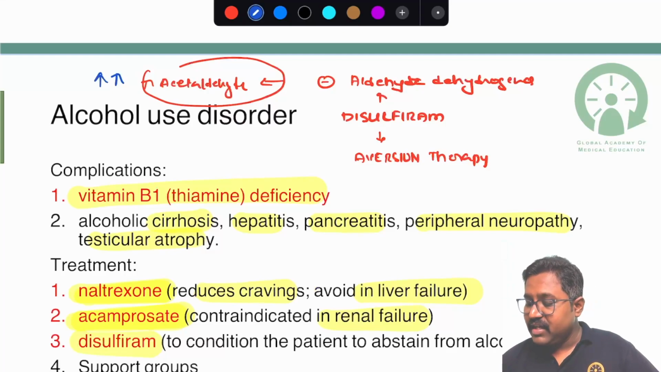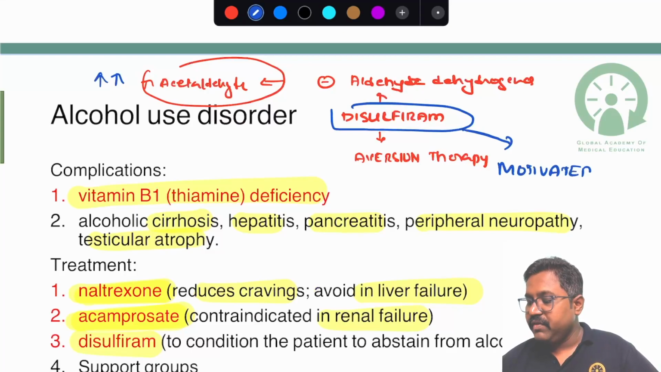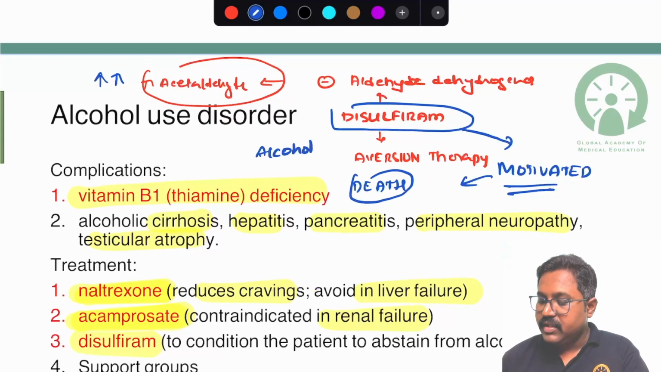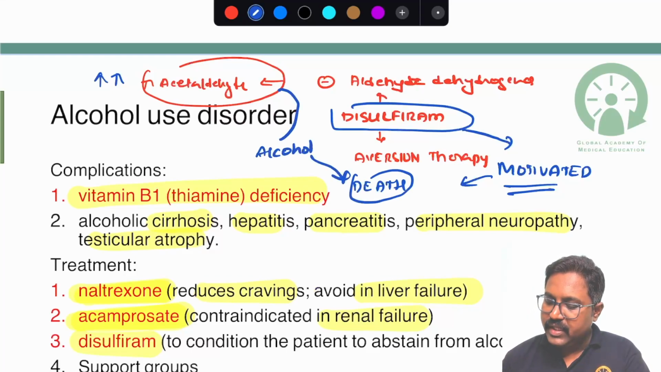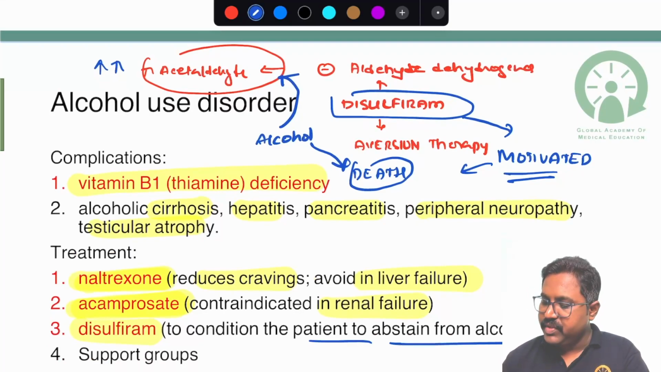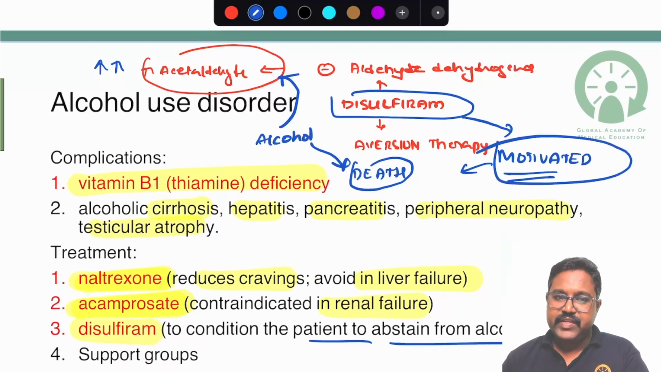So disulfiram has to be given only in motivated patients. Why are we talking about motivated patients only? Because it can lead to death if the patient consumes alcohol. If he consumes alcohol, there can be a risk of death, mainly due to the increased acetaldehyde concentration. So disulfiram is used to condition the patient to abstain from alcohol use. It should be used only in motivated individuals.